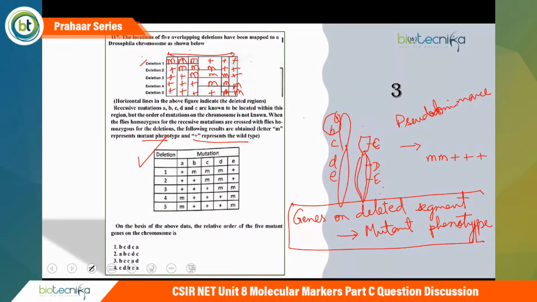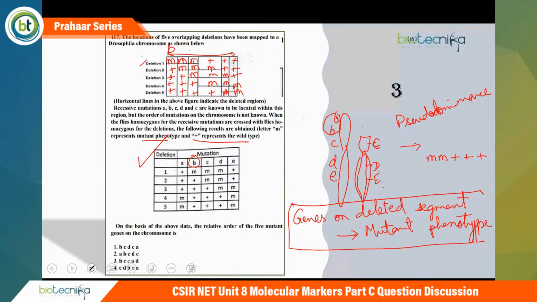Now what you do is simply take this profile and match it with the table given here. Whatever gene shows that pattern means the gene is present in that segment. So see here, the first segment has M plus plus plus plus. Is there any gene showing that pattern? M plus plus plus plus, B is showing. That means B is present in this segment. Like this you can do the entire analysis. This is the easiest way: you write the expected phenotype and then match it with the table given.